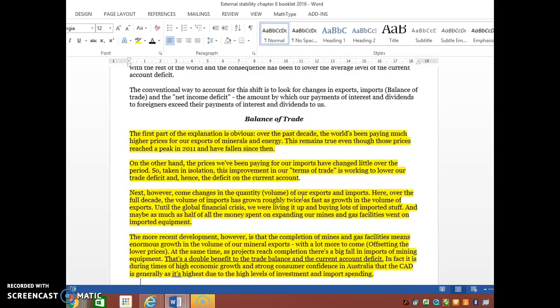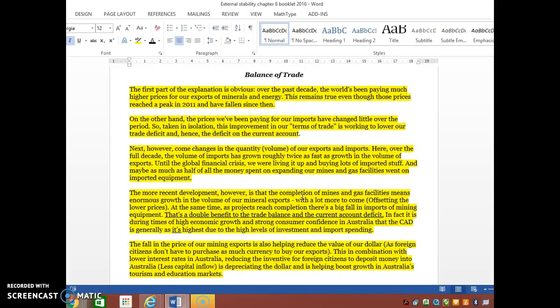What I wanted to talk about is this idea of what's happening with the balance of trade in Australia at the moment. Over the last decade, particularly during the mining boom, the world started paying much more for our exports, and that led to a lot more credits in the balance of merchandise trade section of the current account. The amount we've been paying for our imports hasn't changed much over the last 10 years. However, the quantity of imports over the last 10 years has actually increased considerably.